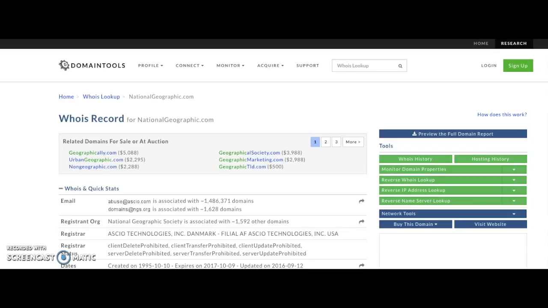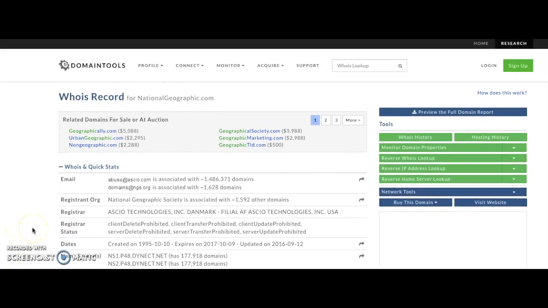Okay, now that you put your link into Whois, you're going to want to look for a couple of things on the site, namely who the registrar of the website is, and we see it's ASCIO Technologies. The registrar is just a company or service which helps National Geographic, in this case, put their information online, basically, for others to access.